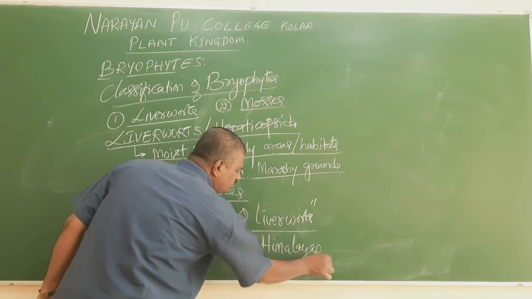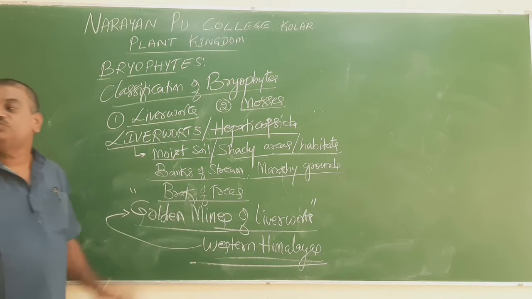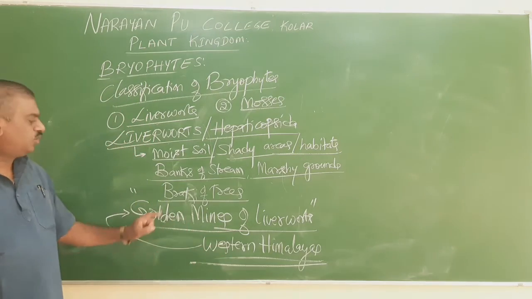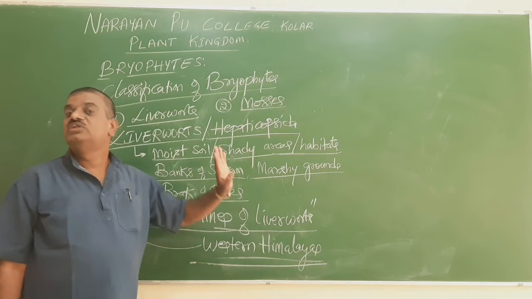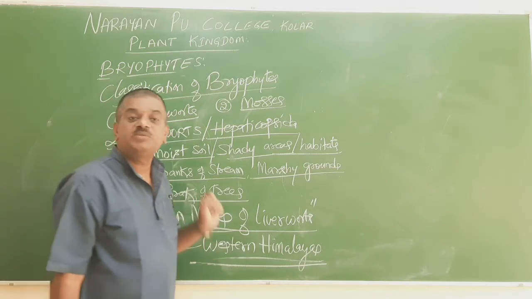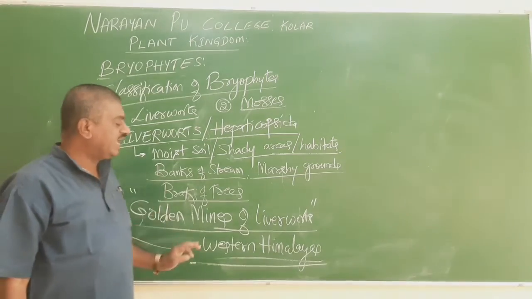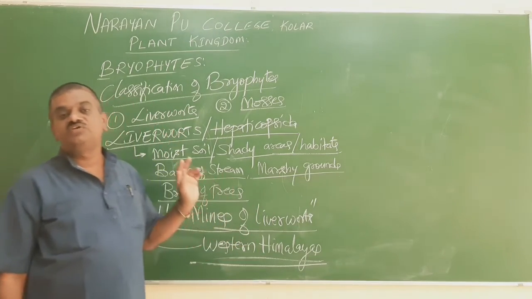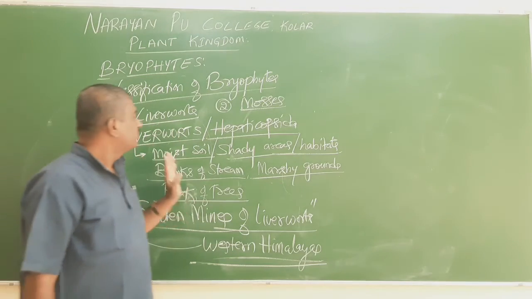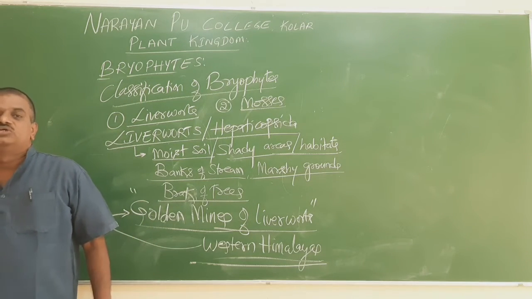Western Himalayas. The western Himalayas is called the golden mines of liverworts. They grow more in the western Himalayas, hence they are also called the golden mines of liverworts. Here the plant body is thalloid. A thalloid, or thallus-like, plant body has dichotomous branches, which can be noticed in the liverworts. So we go with the plant body of liverworts.